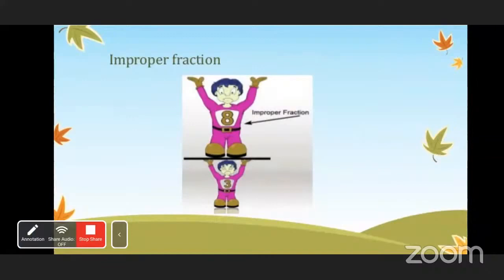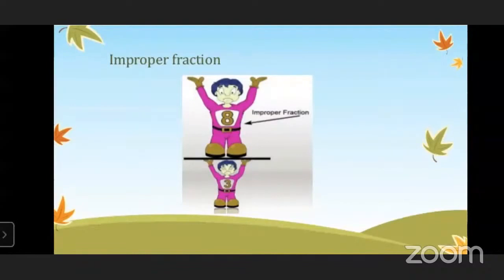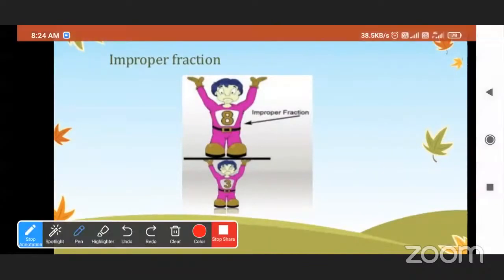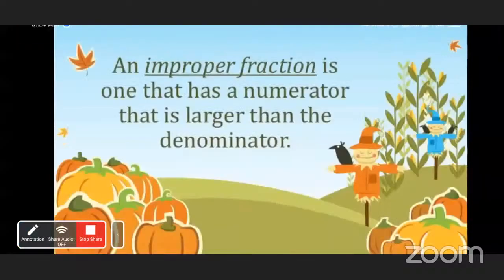Now see here, the headline given is improper fraction. Now read the fraction. 8 upon 3. Okay. So in 8 upon 3, what is the numerator? 8. And the denominator is 3. So here the numerator is greater than the denominator or smaller than the denominator? The numerator is bigger than 3. Okay, good.